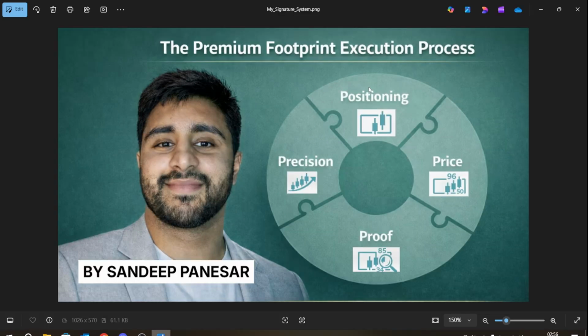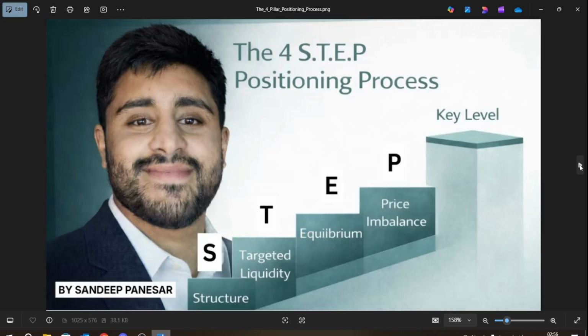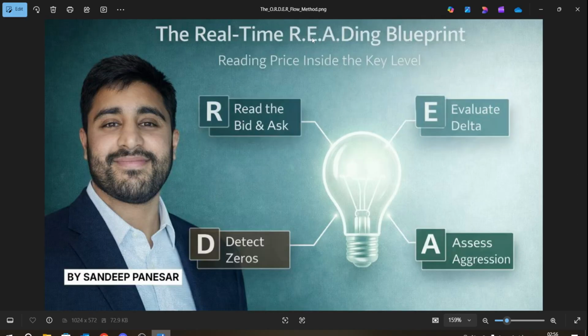So going back to my framework over here, once we have good positioning, you then want to go and read price. So once you've positioned yourself in the market, once you've got your key level, you then want to move on to price. And so for price, I have made the real-time reading blueprint, right? The reason I call it the real-time reading blueprint is because the only time frame that matters is the now time frame. So it's not the 1 minute, the 3 minute, the 5 minute. You want to be focusing on what's going on in the now, and everything outside of that is irrelevant, right? So you want to be reading what's going on in the now.